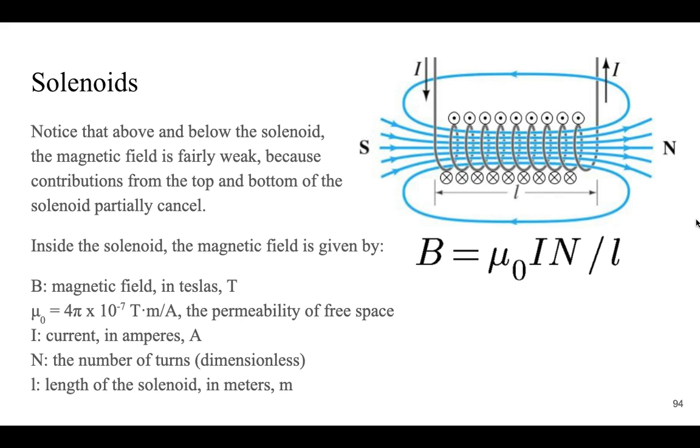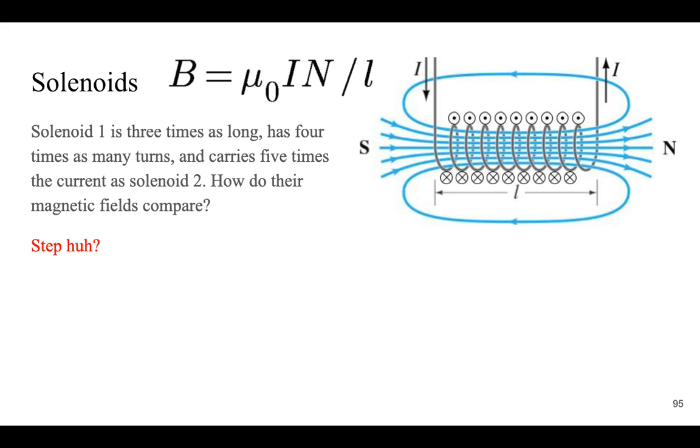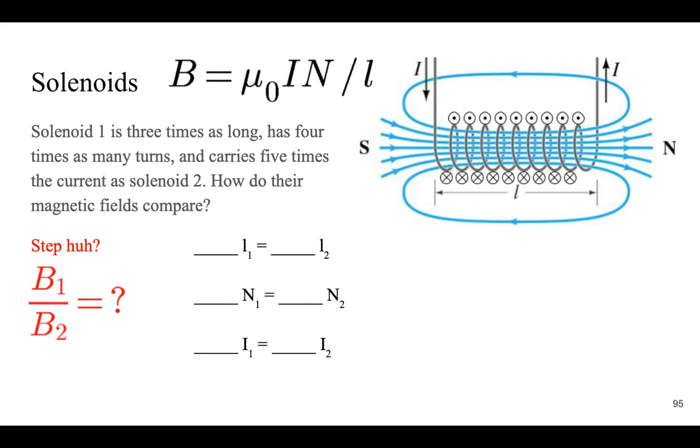So that's what the things mean in that formula. You might get a math problem where you just need to know what everything is, plug it in, and get your answer. Or you might get a ratio problem. So we're going to compare two different solenoids. Solenoid 1 is 3 times as long, has 4 times as many turns, and carries 5 times the current of solenoid 2. How do their magnetic fields compare? So let's start with step one. What are we trying to figure out here? We are trying to figure out the ratio of the magnetic field of solenoid 1, so B1, to the magnetic field of solenoid 2, B2.